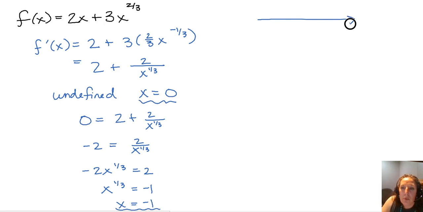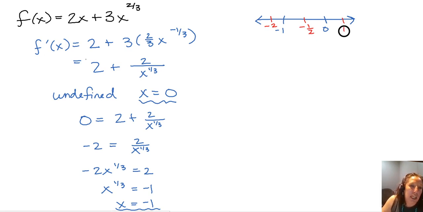We need to make sure when we put them on our number line, we put them in numerical order. Most negative, smallest on the left, most positive, biggest on the right. And then we need to pick something in each of those 3 intervals that we've broken our number line into. I'm going to go ahead and pick negative 2, negative 1/2, and a positive 1.